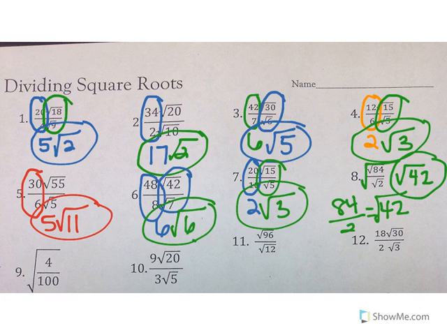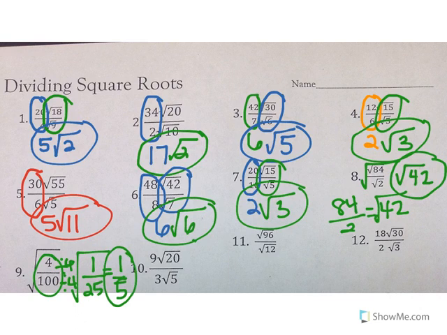Okay, so the next one is 4 over 100, and you're taking the square root. Well, if you notice, we can work inside, and we can divide both of these by 4 to reduce these. 4 divided by 4 is 1, and 100 divided by 4 is 25. But notice we still have the square root. So the square root of 1 is 1, and the square root of 25 is 5. So our simplified answer without the square root, because they're both perfect squares, is 1/5.